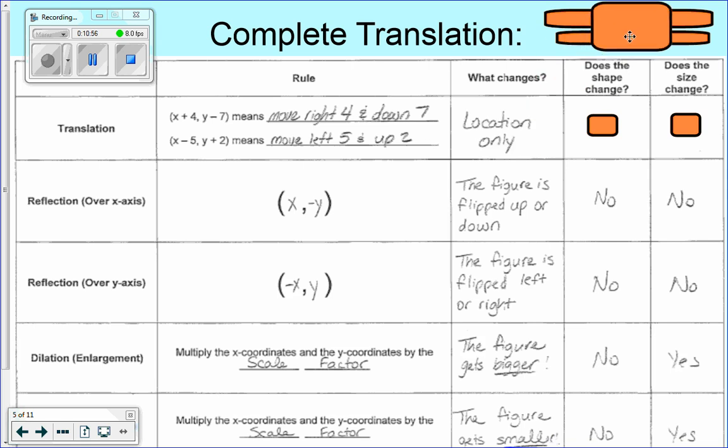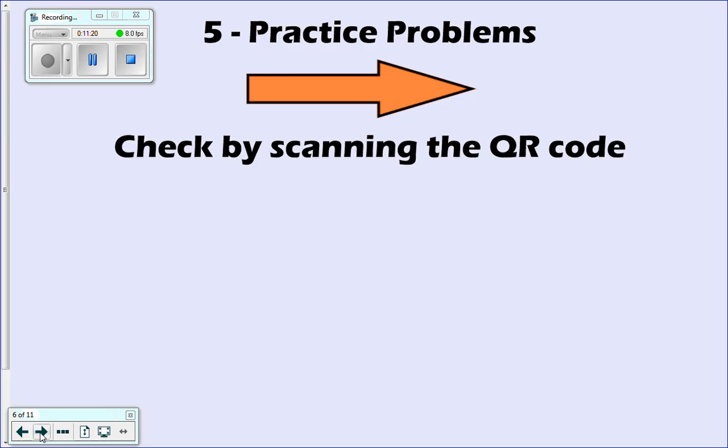What changes? Location. Okay, the location is changing. So of course, if you put coordinates, that's changing as well. All right, does the shape change? No. Does the size change? No. Notice the size column. The only one that does not preserve congruence is dilation. Good. All right.